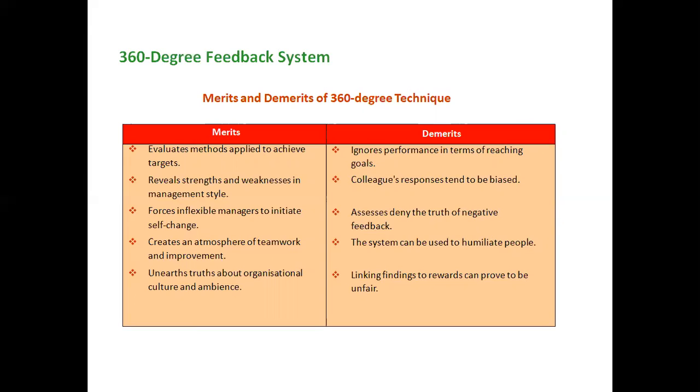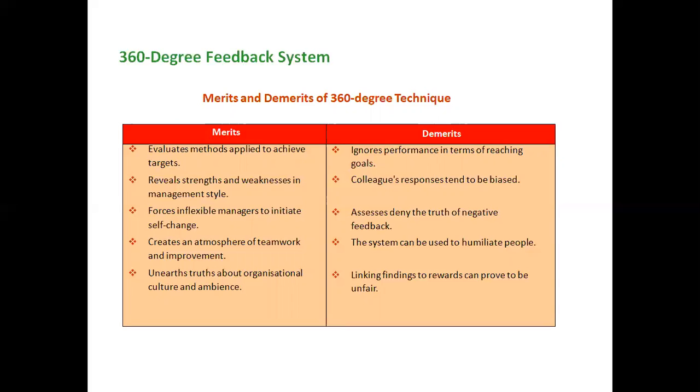There are some merits and demerits of the 360-degree technique. Merits: it evaluates methods applied to achieve targets, reveals strengths and weaknesses in management style, forces inflexible managers to initiate self-change, creates an atmosphere of teamwork and improvement, and unearths the truth about organization culture and ambience.